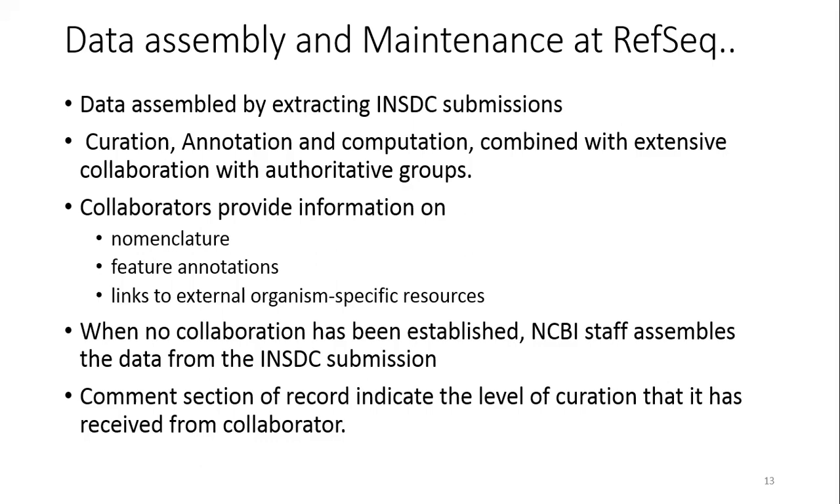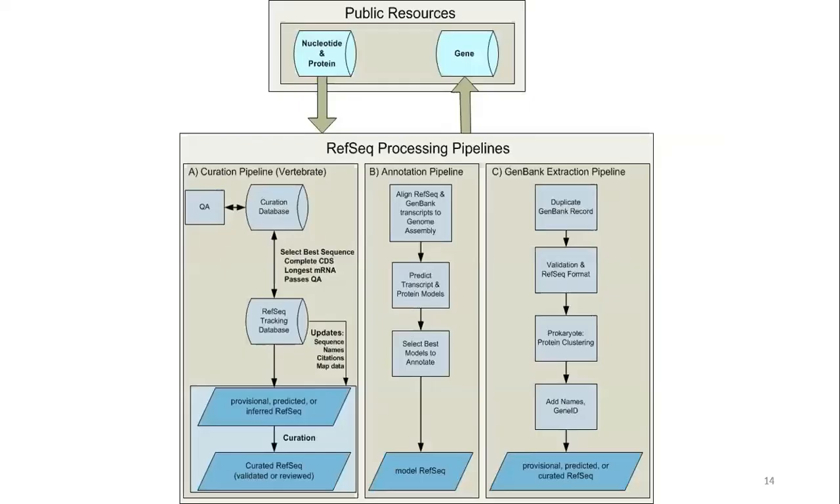If there is no collaboration that has been established, then this job is usually done by NCBI staff itself. The comment section of the record would indicate the level of curation that is received from the collaborator. I would give you an assignment in which you would explore all these things.